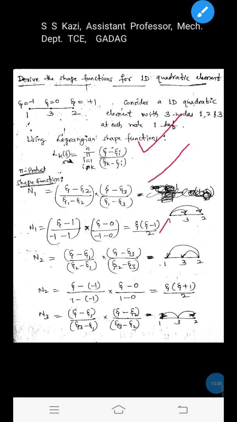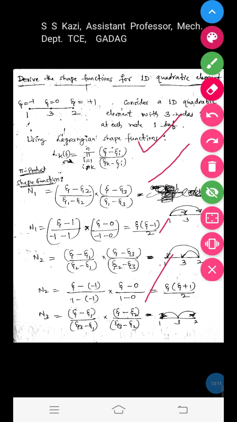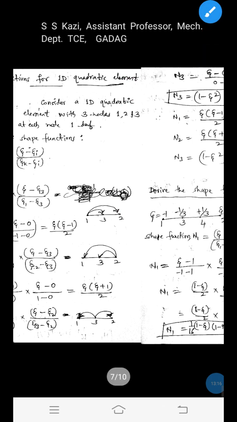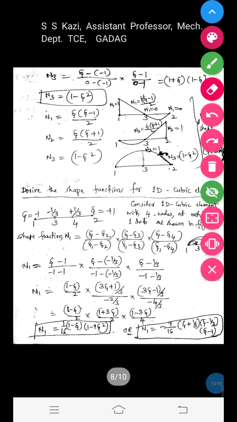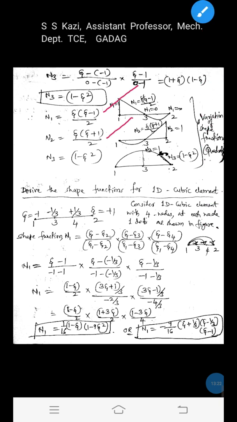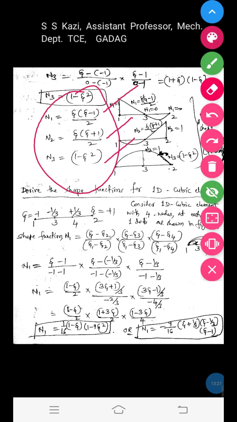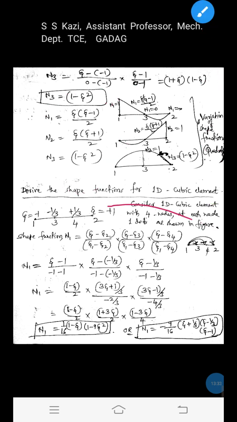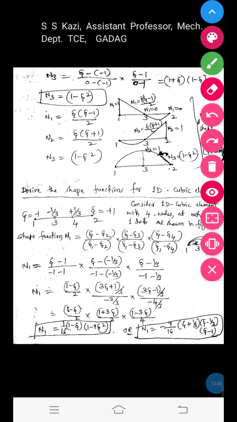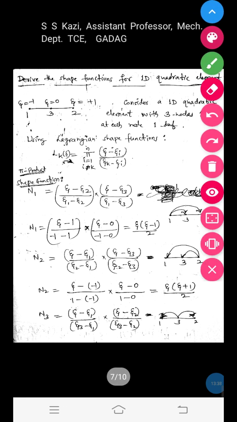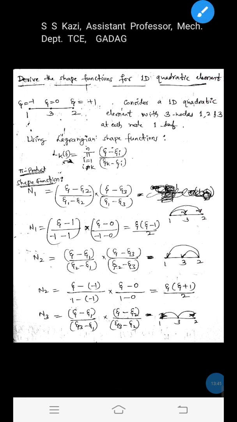Also you can verify one of the properties of the shape function, that is, the sum of the shape functions is always equal to unity. If you take the sum of the shape functions n1 plus n2 plus n3, you will get 1 only, that is, unity. n1 plus n2 plus n3 is equal to 1. We know that the sum of the shape functions is always unity. You can derive this for n3, the last one.